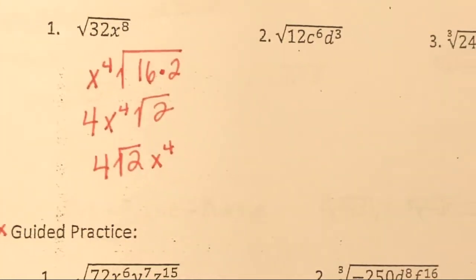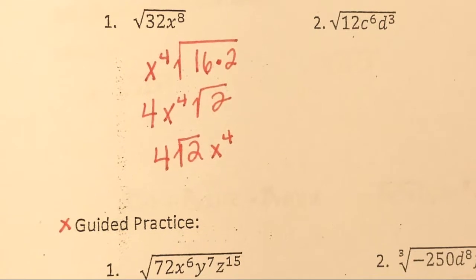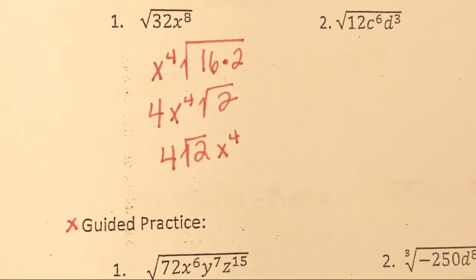Okay, so we handled number 1. Number 1 was easy. Number 2 is easy as well. Why are 1 and 2 easier than 3 and 4?